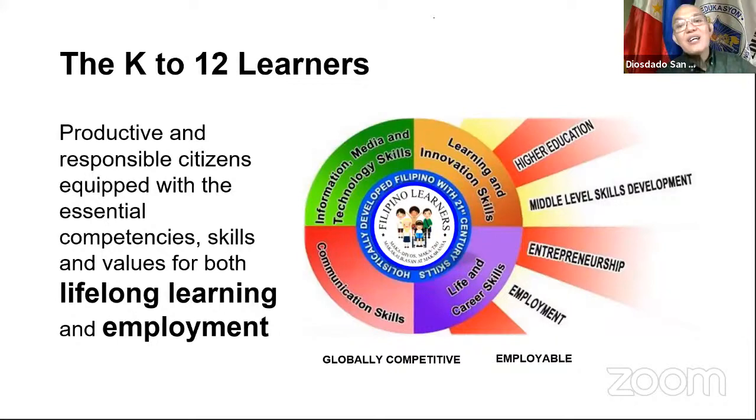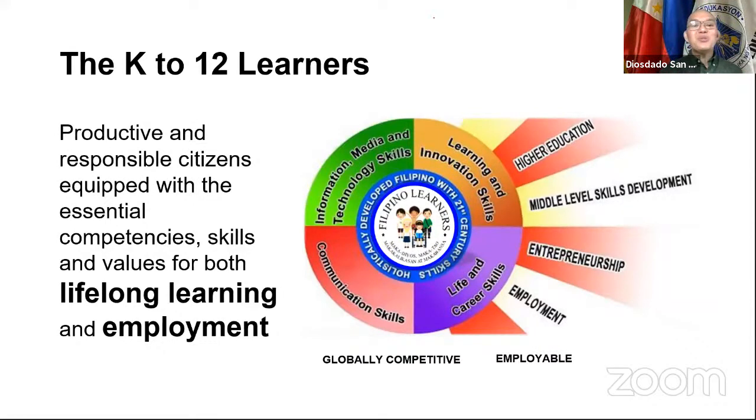As already shown in the framework, the Filipino learner is supposed to be a holistically developed Filipino with 21st century skills. And in the Department of Education, when we talk about 21st century skills, it's about the ability of the human being or of the Filipino to communicate his or her ideas in a way that could be understood by others, either verbally, in writing, or even using body language.